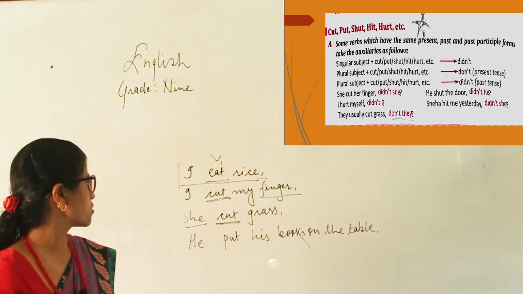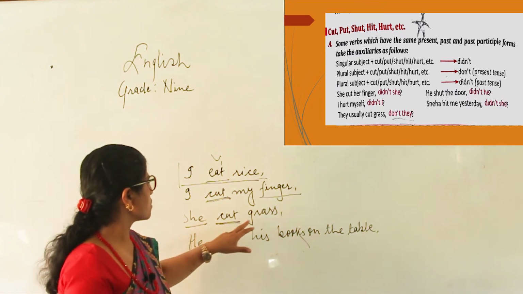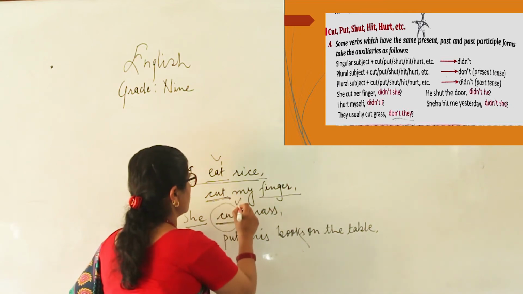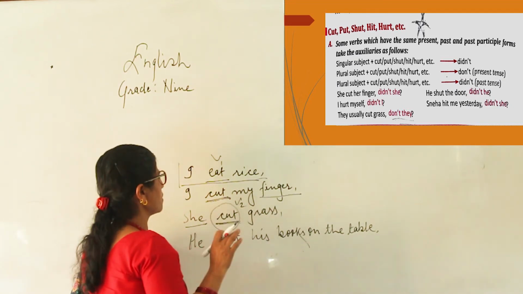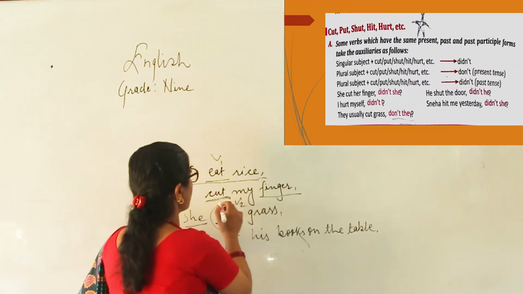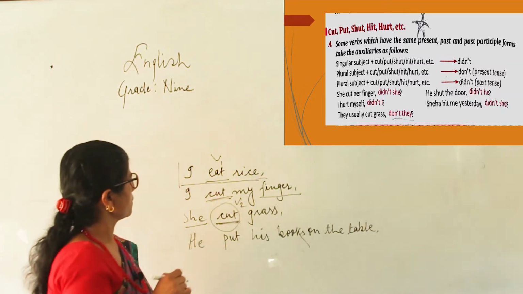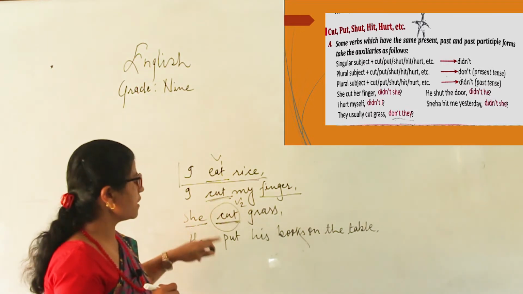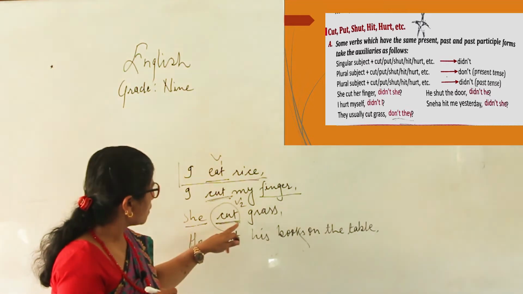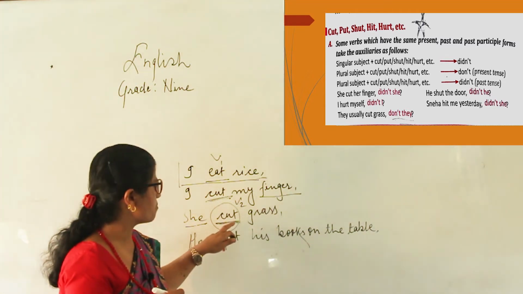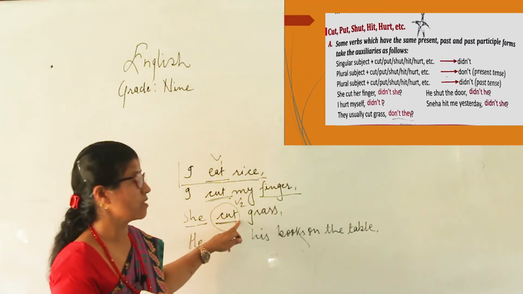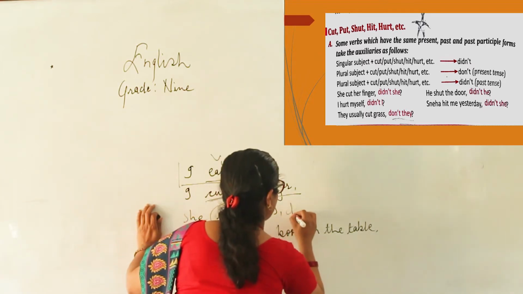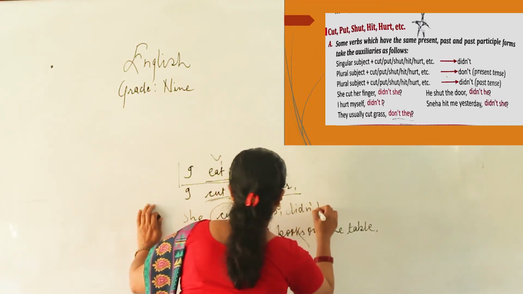How do you find it out? She cut grass. Here cut is V2 because the action is already completed. I cut my finger. Here also the action is completed. Here she is singular, but there is no S or ES. If it was in present tense, there would be S or ES. And here, what would be the tag? Did she?